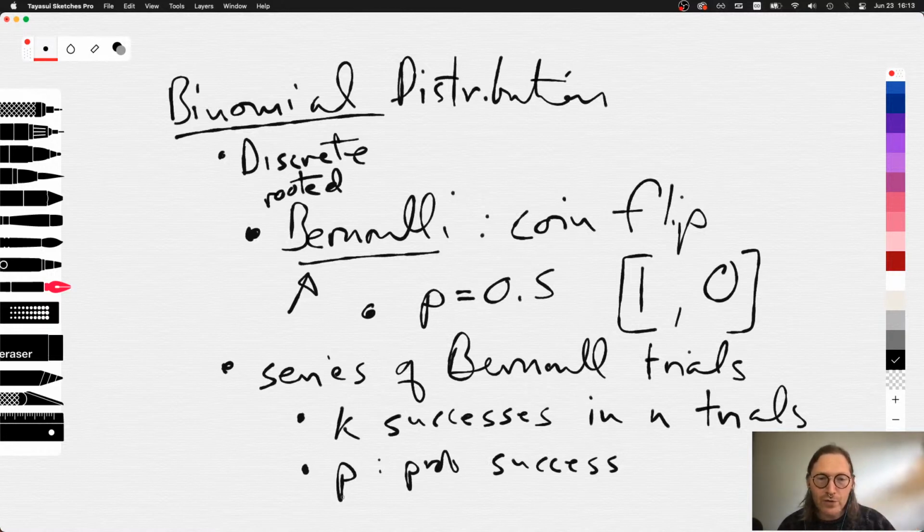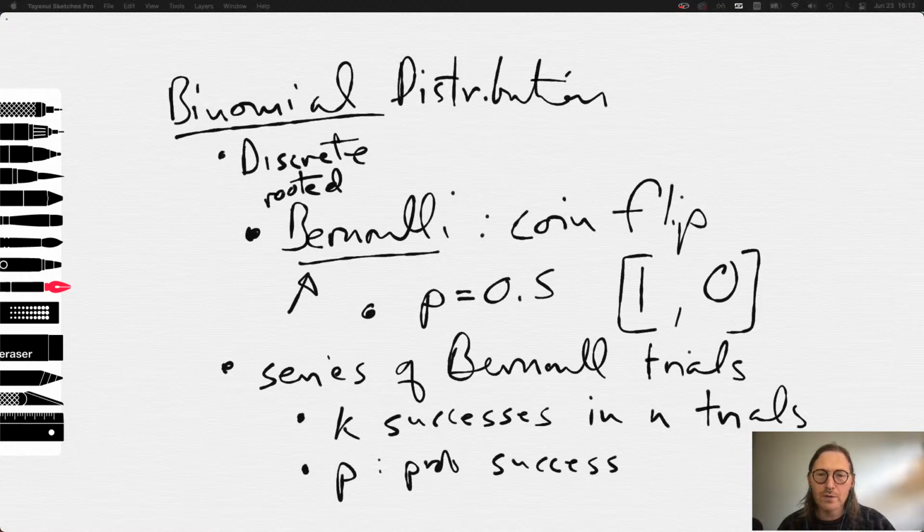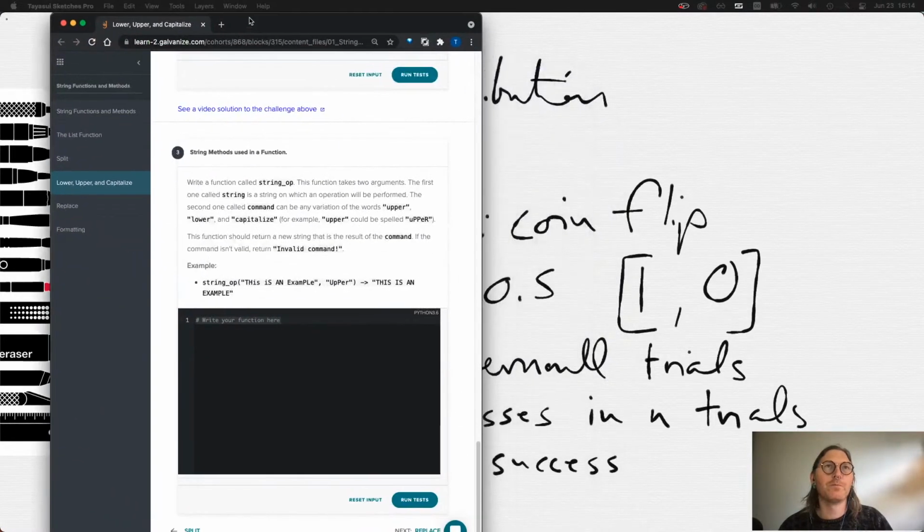Another question just came in. So I'll put binomial on pause for a minute and let's look at this question. Okay, we're looking at under string functions and methods, lower, upper, capitalize, and we're looking at question 3. Let me just pull this up and take a look at it.